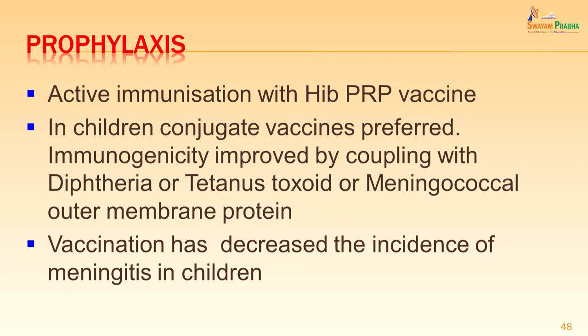The introduction of vaccination with the HIB vaccine in routine immunization of children has decreased the incidence of meningitis in children. India in the last year has also introduced this in the routine immunization of all our children, making a pentavalent vaccine. So with that we finish the second important pathogen of meningitis, that is Haemophilus influenzae.